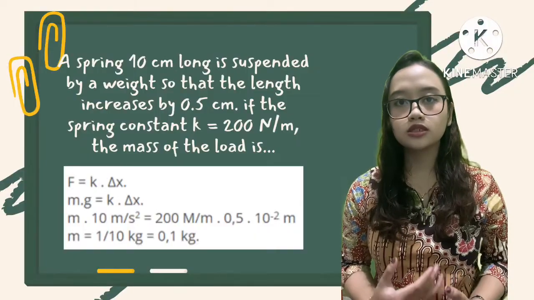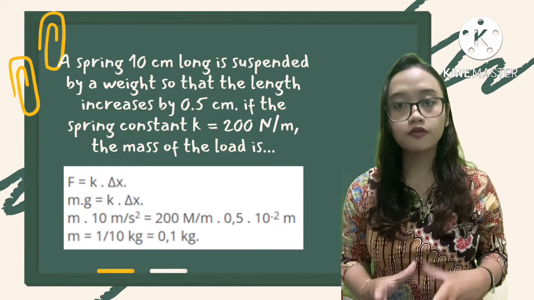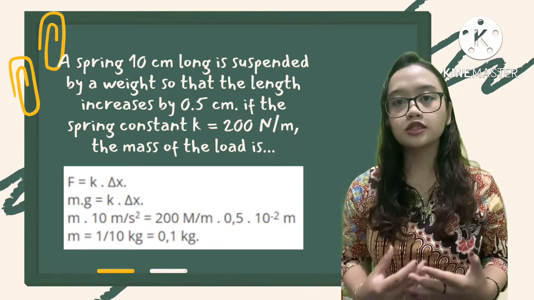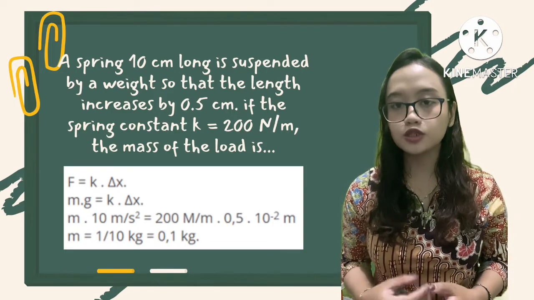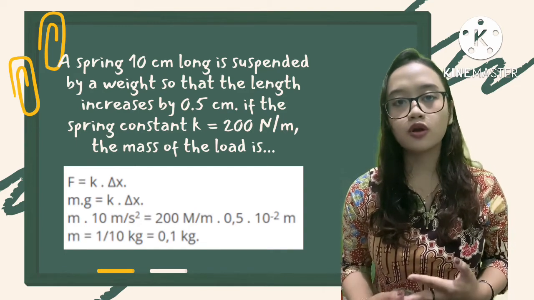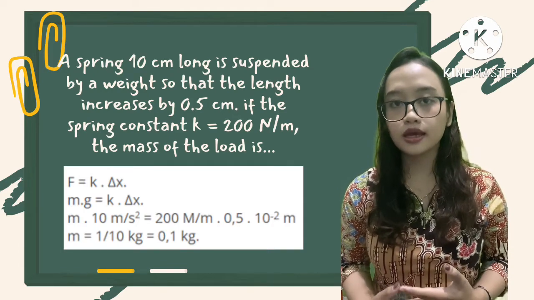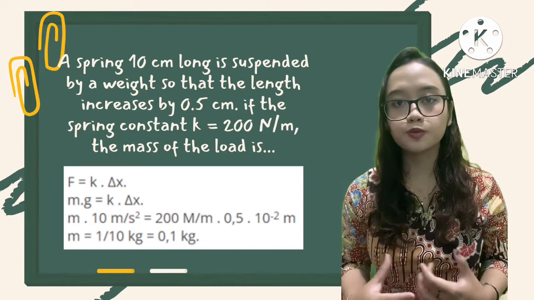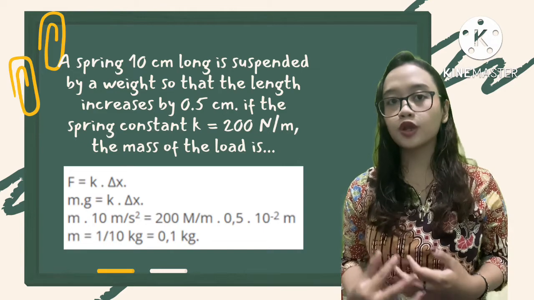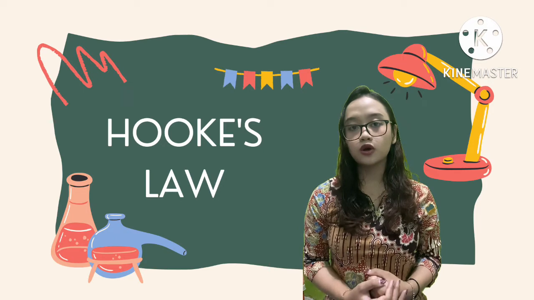In this problem, it is known that the delta x, or the change of the size of the spring, is 0.5 centimeters and the spring constant is 200 Newton per meter. So through the equation F, or force, equals k, or spring constant, times delta x, or the change of the spring, it is found that the mass is 0.1 kilogram.